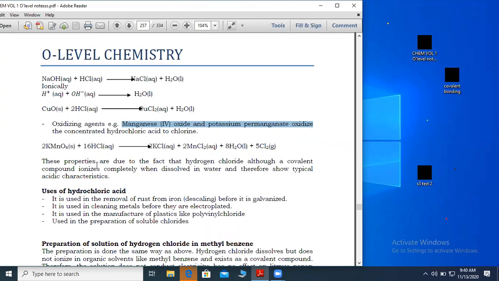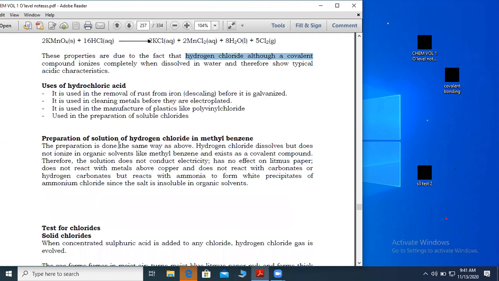So these properties are due to the fact that hydrogen chloride gas, although a covalent compound, ionizes completely when dissolved in water, and therefore shows typical characteristics of acids. So hydrogen chloride is formed by covalent bonding, but we are saying it still dissolves in water and ionizes, which shows characteristics of what? Of acids.